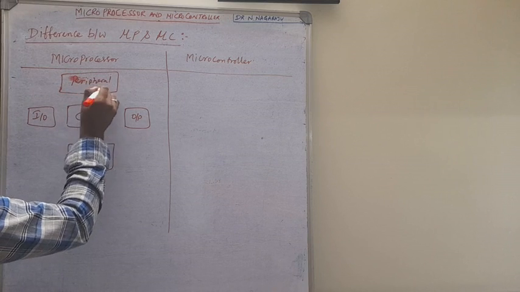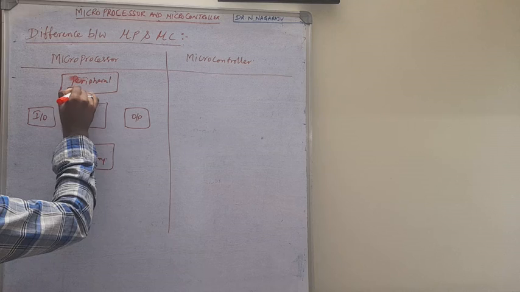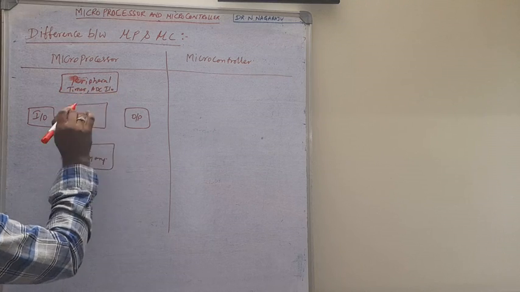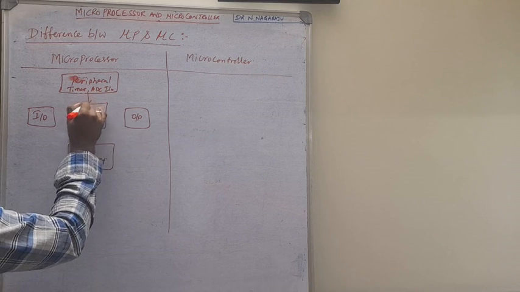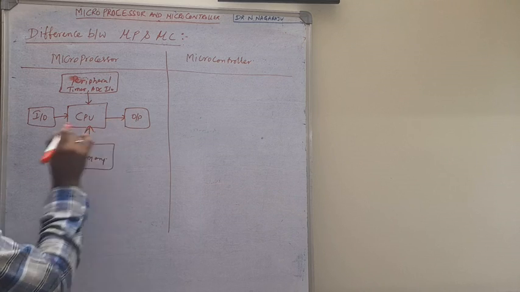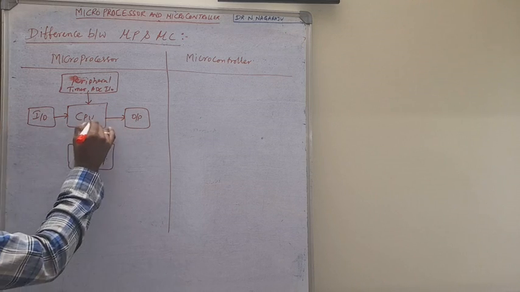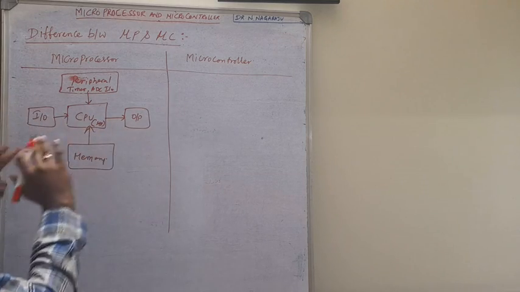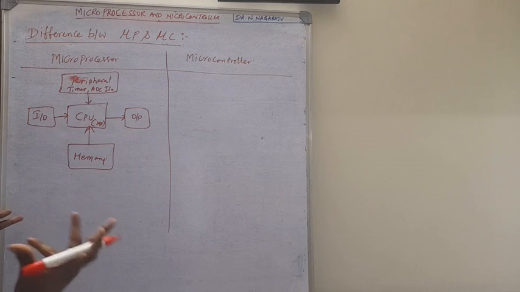Peripherals may be a timer, ADC channels or IO channels. All of these are externally connected to the CPU, and this is the main difference. Here the CPU is the microprocessor. Let me explain how the chips look in each case.